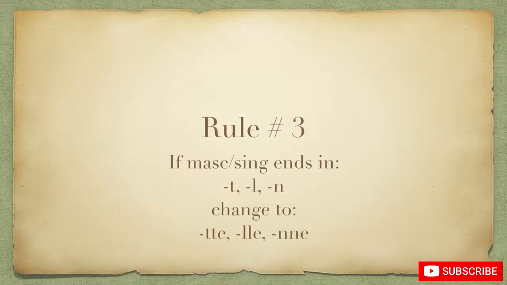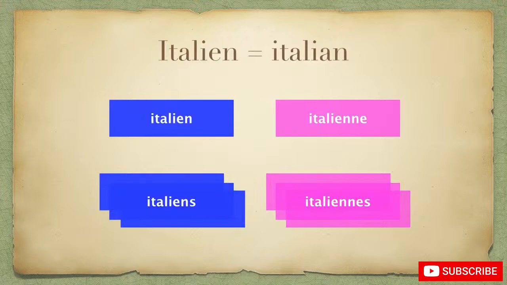The third rule is that if the masculine singular form of the adjective ends in t, l, or n, then you would double the last consonant and then add e. So for example, the t would become tte, the l would become lle, and the n would become nne. One example is italien. So italien, italienne, italiens with an s, italiennes with an s for the feminine plural.